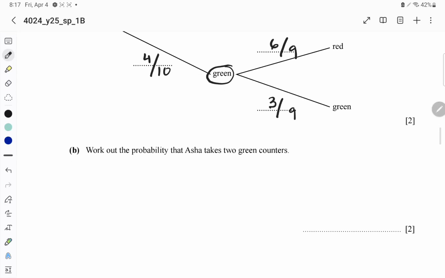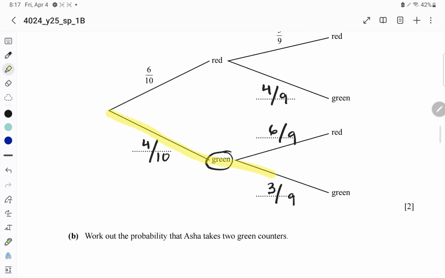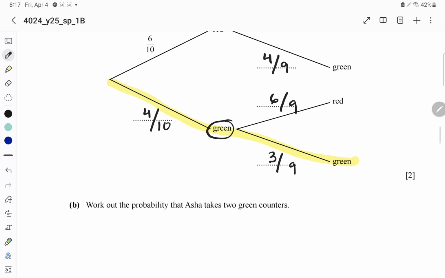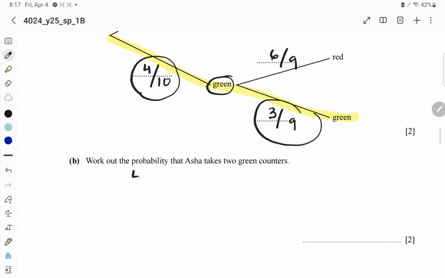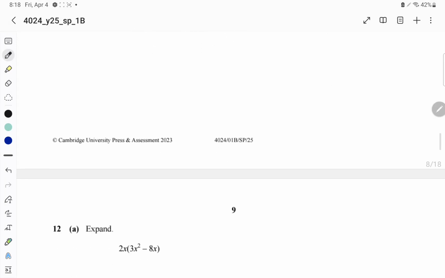Work out the probability that Asha takes 2 green counters. So we are just looking at 2 green counters. So that is green and green. So it is 4 over 10 and 3 over 9 multiplied together. So 4 times 3 is 12, 12 over 90. Or you can simplify as well. 2 2s are 4, 2 5s are 10. So that is becoming 2 over 15. Whatever. You can write down 12 over 90 or 2 over 15 in this part.